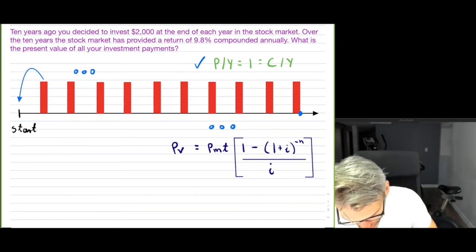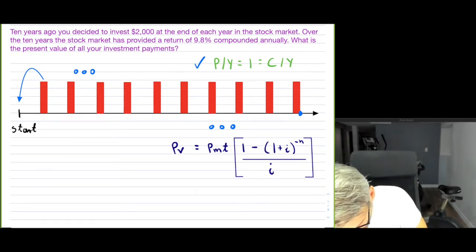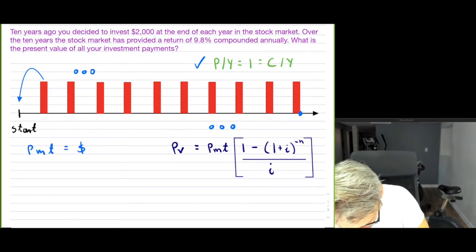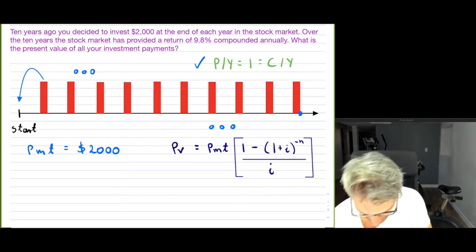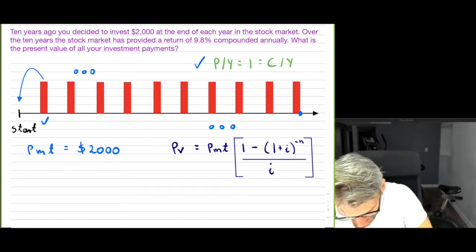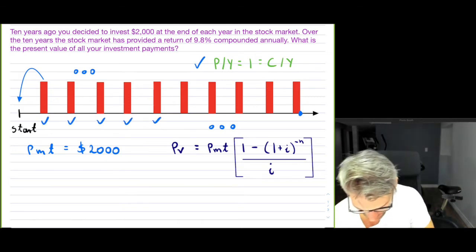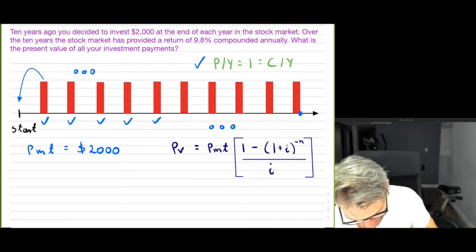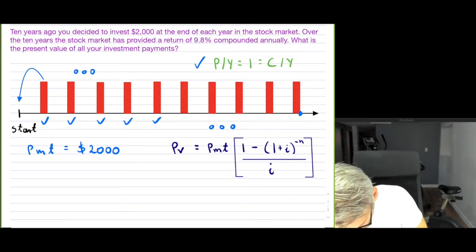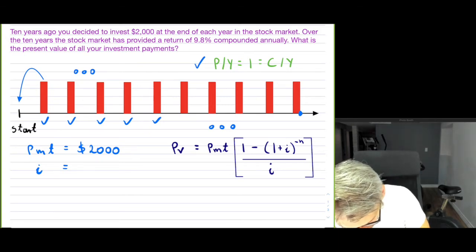And now what we have is, let's write down all the different givens. So our payment is $2,000. So that's what we have for all of these, 1, 2, 3, 4, 5, and so on. We have our interest, okay, so our interest I is equal to 9.8% compounded annually.